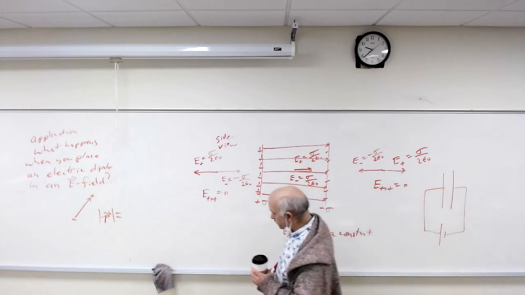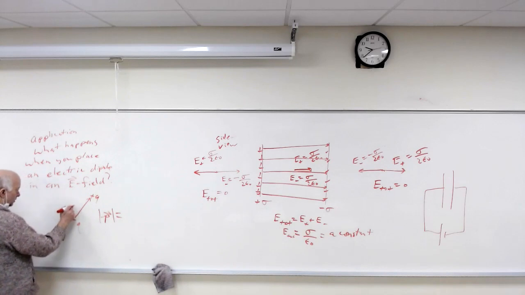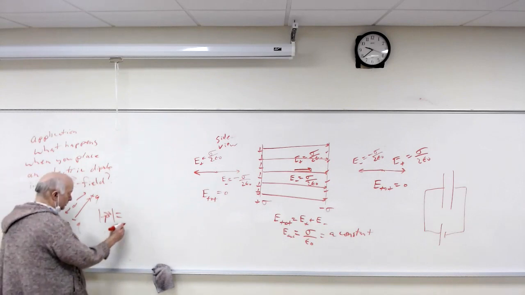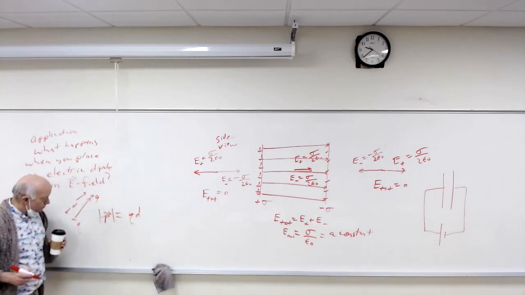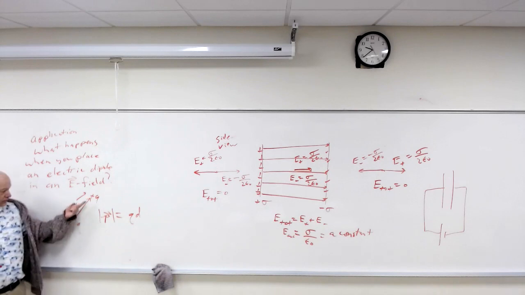Let's call this plus Q and this minus Q. The distance between the two is D. The magnitude of this is Q times D. That's the magnitude of the dipole, and by definition, the direction goes from negative to positive.